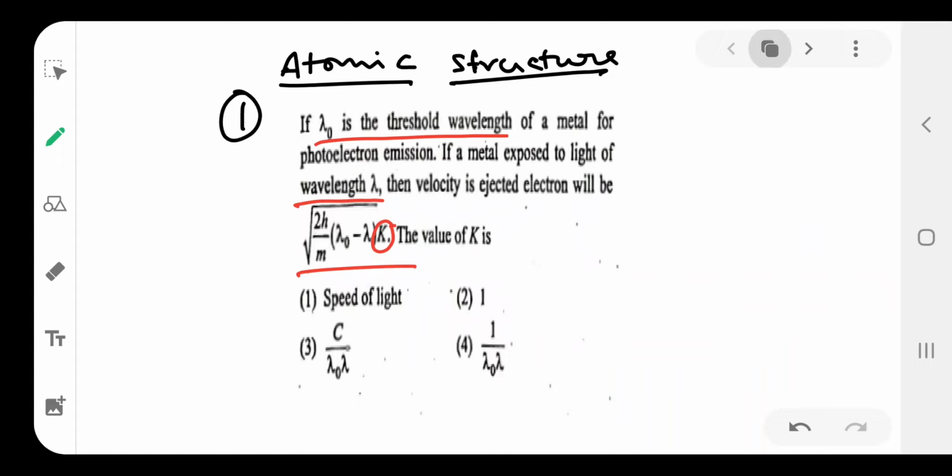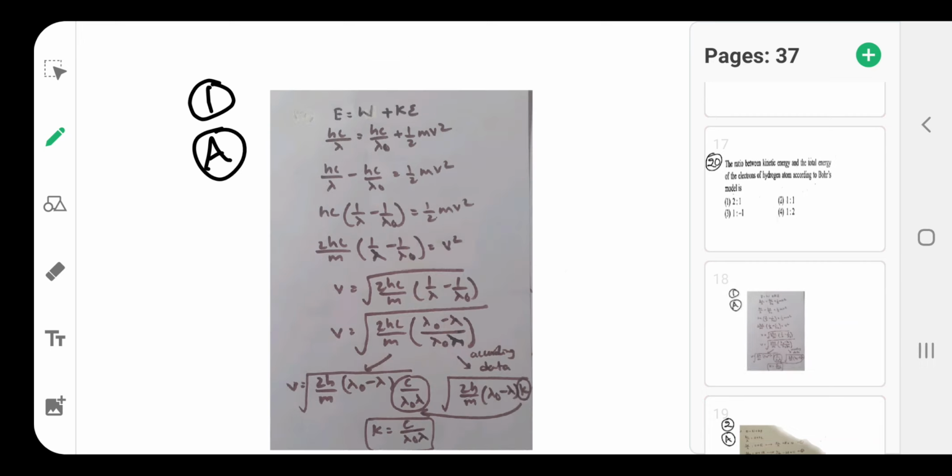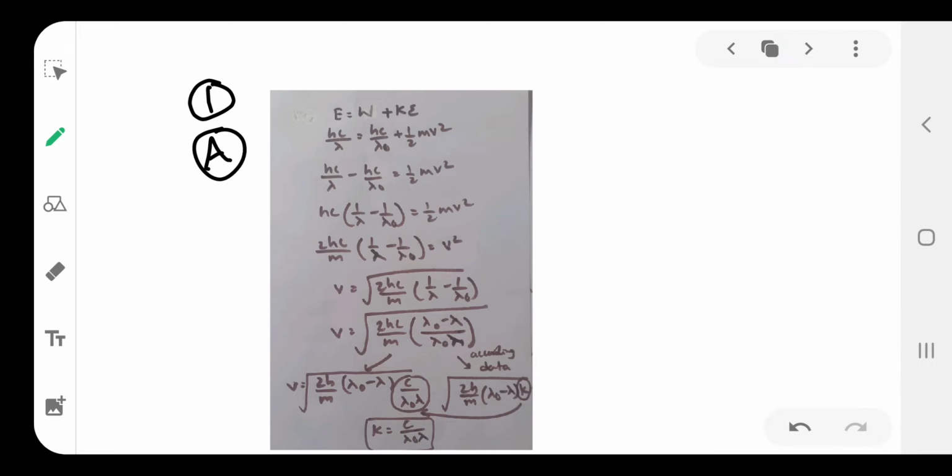See here, this is the formula for the photoelectric effect. The total energy is equal to W plus K.E. So here E is equal to hc by lambda, here hc by lambda naught, K is equal to half mv square. Then hc by lambda comes to this one side: hc by lambda minus hc by lambda naught is equal to half mv square. Then the hc value is common: hc times 1 by lambda minus 1 by lambda naught equals half mv square. Then the 2 comes to this one side, 2hc.